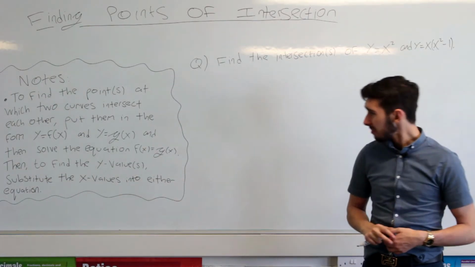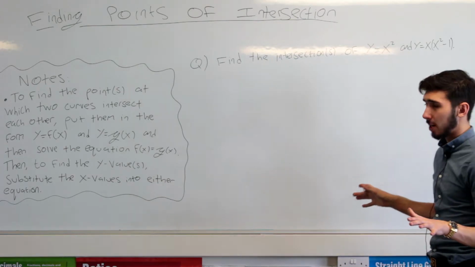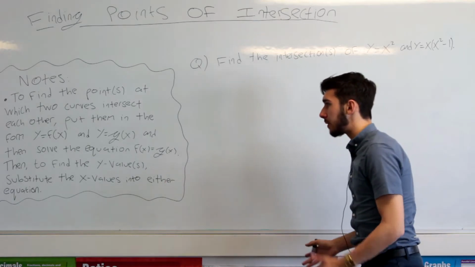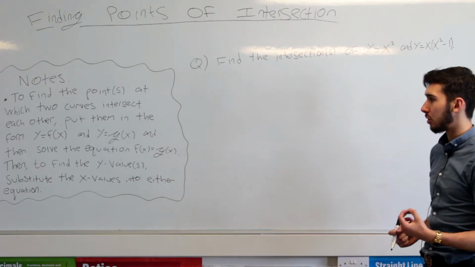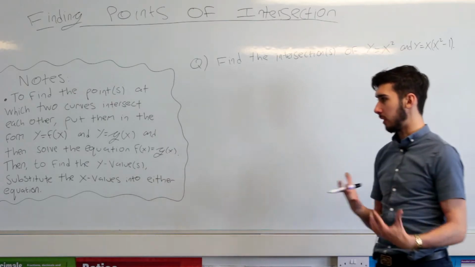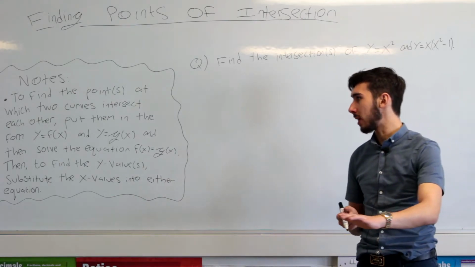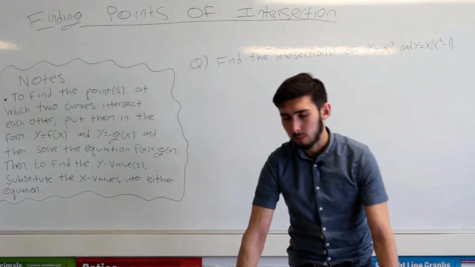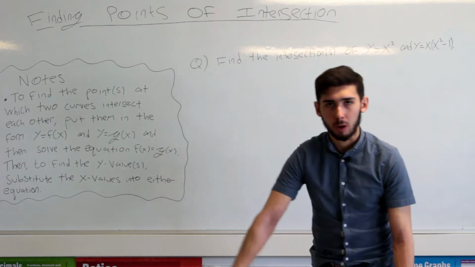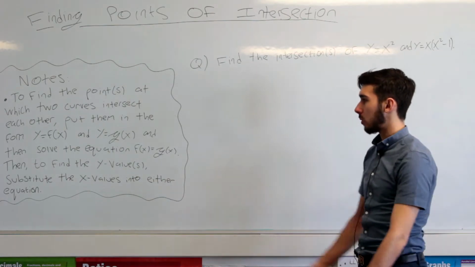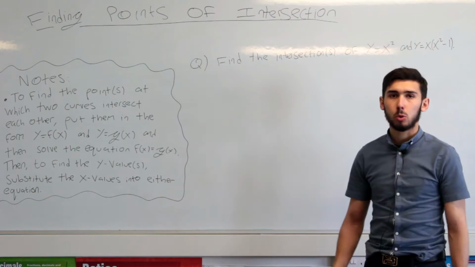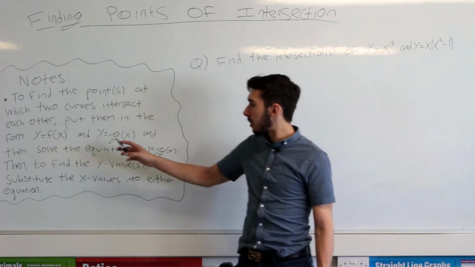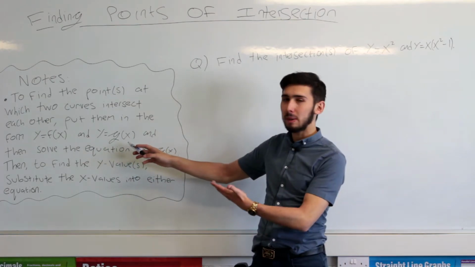Notes, guys. Don't be intimidated by the notation. I'm going to explain all of it for you. To find the point or points at which two curves intersect each other, you need to put them in the form y equals f of x and y equals g of x. That literally just means put them in the form y equals something, and y equals a different something. So y equals x squared, y equals 3x, whatever you want, just some function of x and some other function of x, which is going to normally be different.